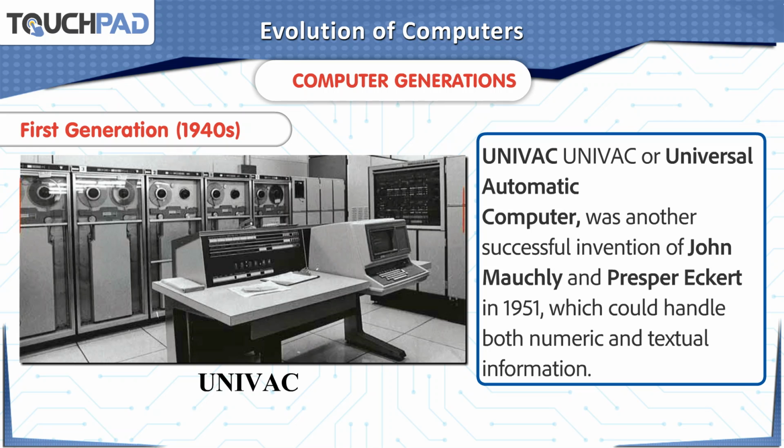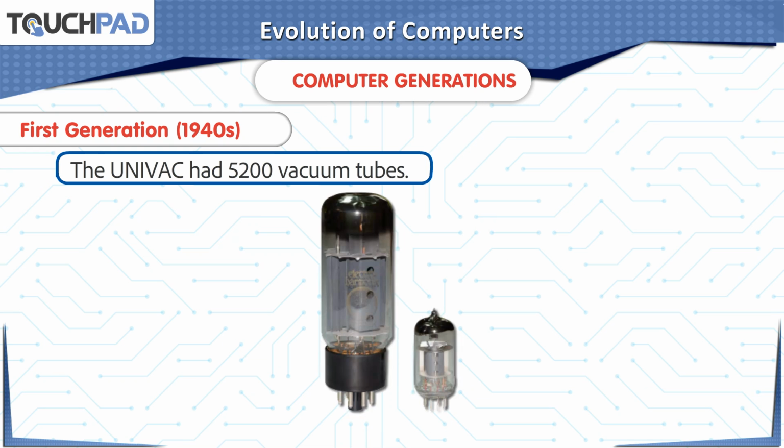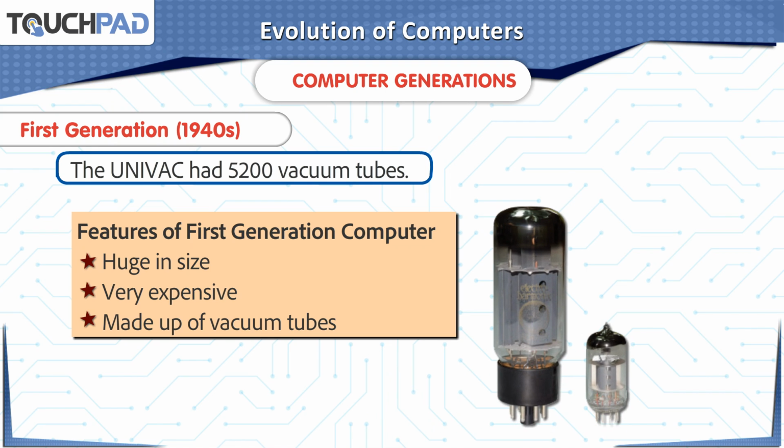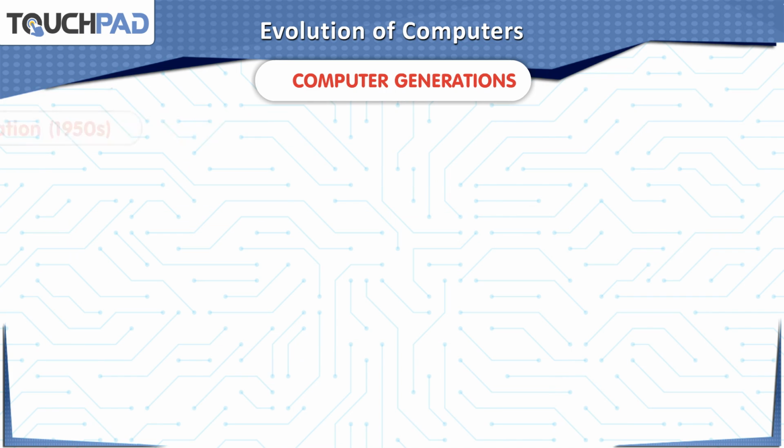UNIVAC. UNIVAC, or Universal Automatic Computer, was another successful invention of John Mauchly and Presper Eckert in 1951, which could handle both numeric and textual information. The UNIVAC had 5,200 vacuum tubes. Features of first-generation computer: huge in size, very expensive, made up of vacuum tubes.